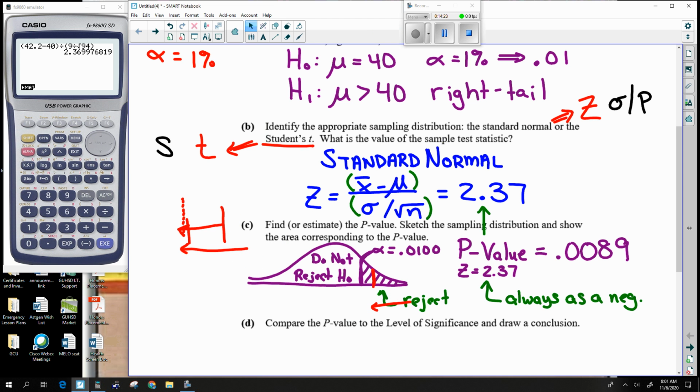And so thinking of it as a distance from the edge, I see that 0.0089 is smaller than 0.01, so its distance is shorter, thus the p-value, I make a dark line, falls right there. It falls short. It falls in the rejection zone.